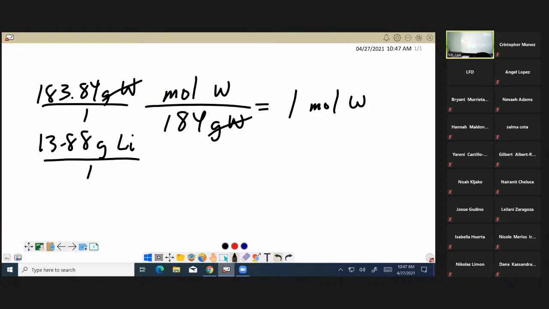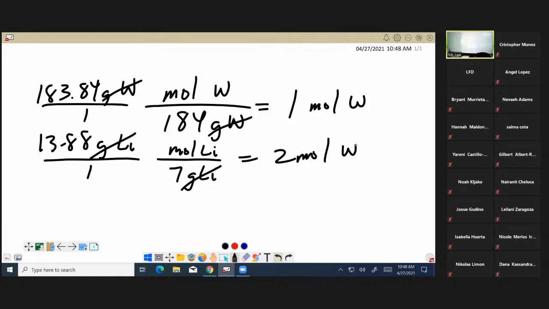So we'll take 7 grams of lithium for every mole of lithium. 7 grams go away. That's approximately 14 divided by 7, so this is like 2 moles. Oh, not LI, sorry about that. Not lithium, it's lithium. LI. And then the third one is 13 grams of chromium.